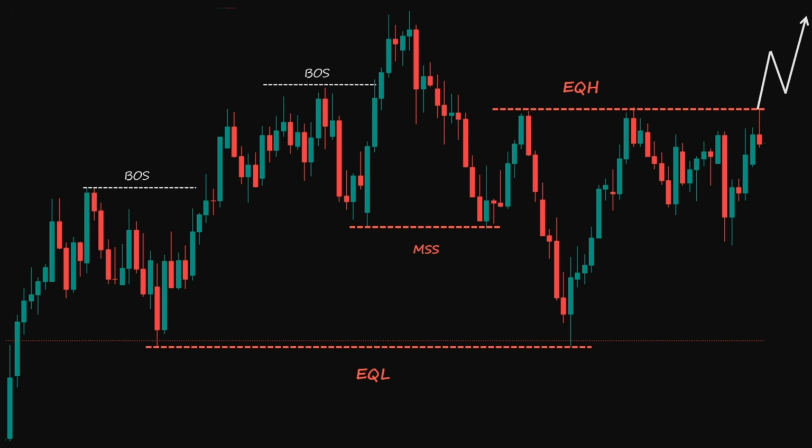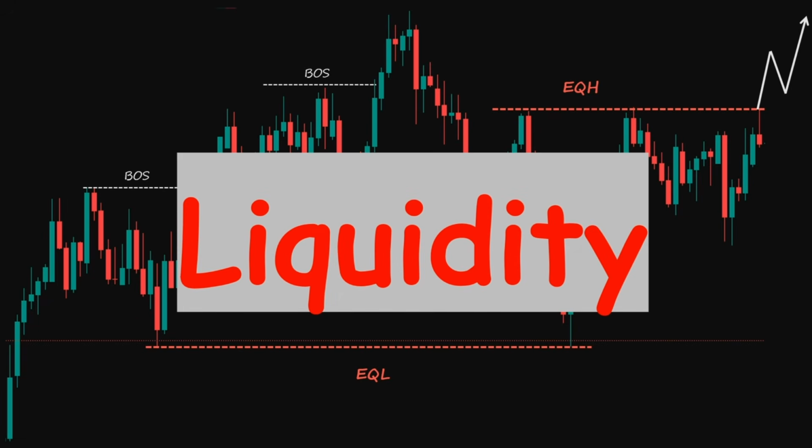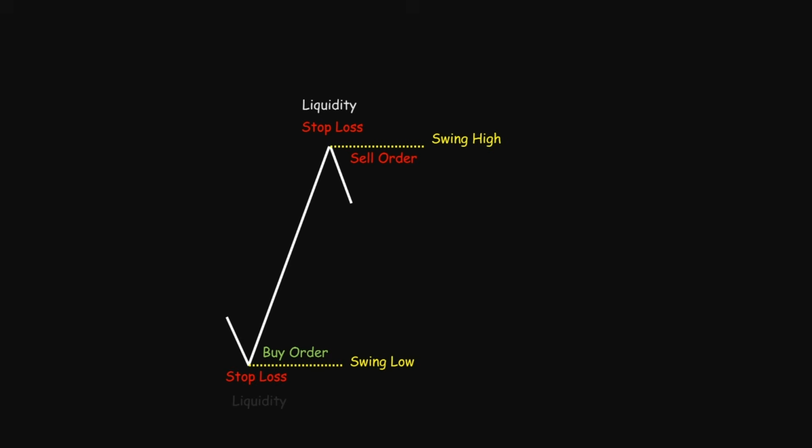But in this situation, what we're actually dealing with is something deeper. Liquidity. Liquidity simply refers to where orders are sitting in the market. Stop losses, buy stops, sell stops, essentially, where the money is. Those zones are where we see the strongest reactions because that's where large clusters of orders get triggered.